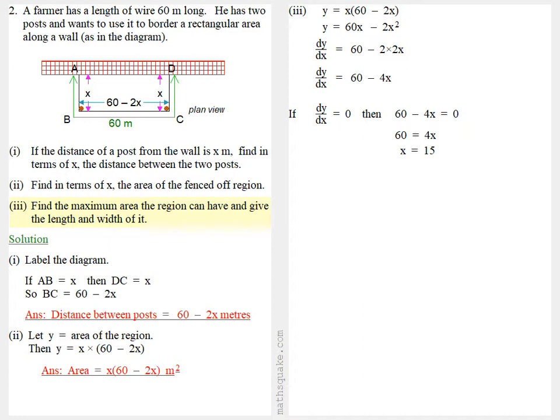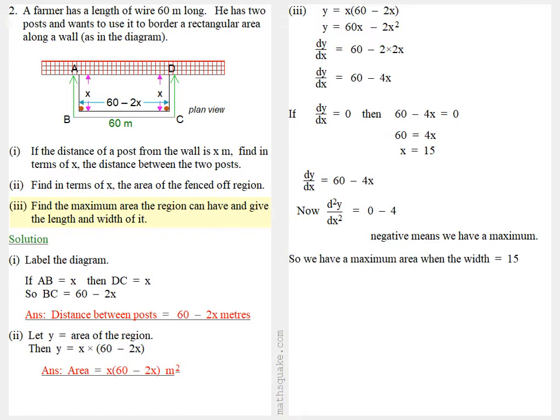Now if we do the second differential, we have dy by dx is equal to 60 minus 4x, and so d2y by dx squared is 0 minus 4. Now that's negative, so it means we have a maximum. So we have a maximum when the width is 15, and the length is 60, take away 2 times x, which is 60 minus 30, or 30. So the length is 30 meters, and the area is 15 times 30, which means the area is 450 square meters.